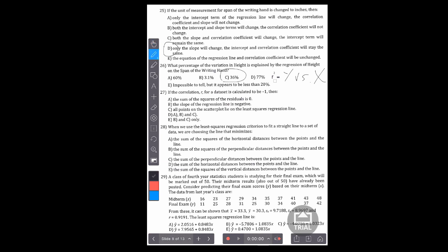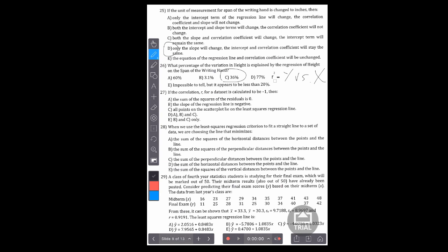It should be C. Are you guys saying A? The 0.6 squared? Let me see, 0.6 squared. Do you guys see that? All right. Yes, it's C. 0.6 squared.